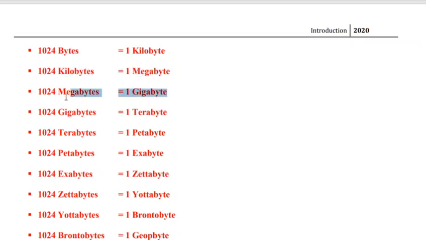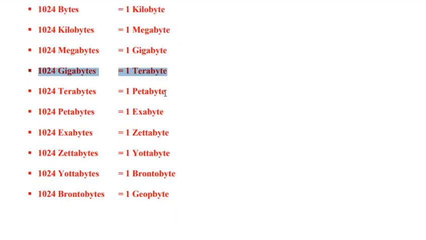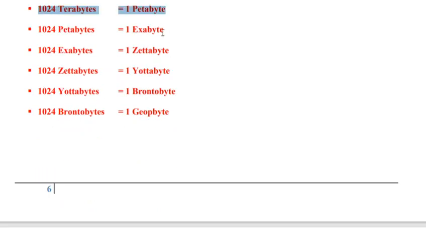1 gigabyte is a collection of 1024 megabytes. 1 terabyte is a collection of 1024 gigabytes. 1 petabyte is a collection of 1024 terabytes. 1 exabyte is a collection of 1024 petabytes. 1 zettabyte is a collection of 1024 exabytes.